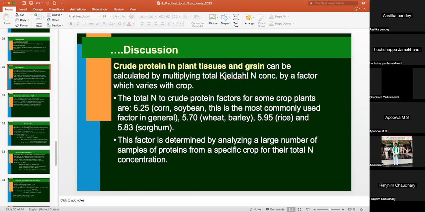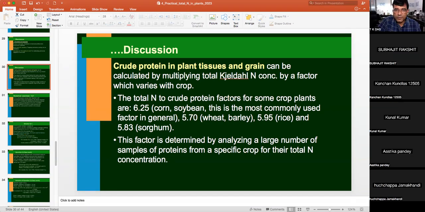Yeah, Astika. Yes, sir. Please. So I'm not sure, but the protein content in each of the plants would vary, so the factor is also varying. Yes, you have gone to the point, but not the correct answer.